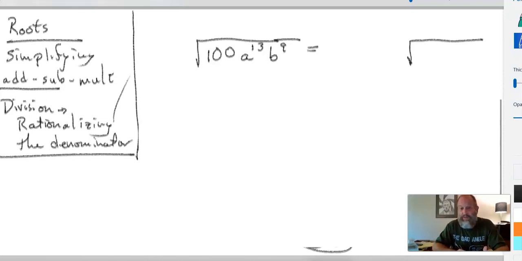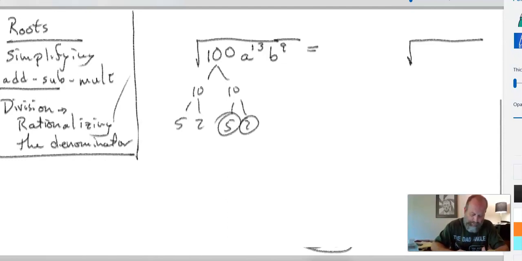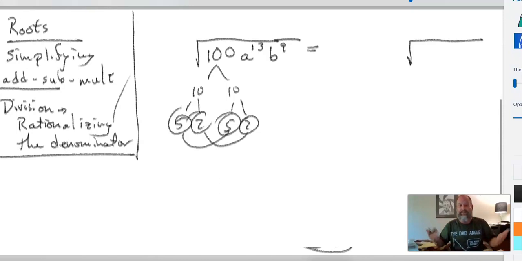First of all, 100. I think most of us know the square root of 100 is 10, but if you needed to, go ahead and walk through the whole factor tree. This is 10 times 10. This is 5 times 2. This is 5 times 2. I have a pair of 5s and a pair of 2s, so that means I get 2 times 5, that's 10. No numbers end up back in here.